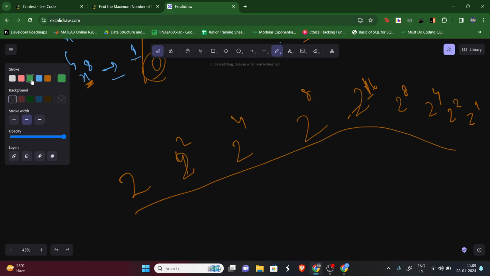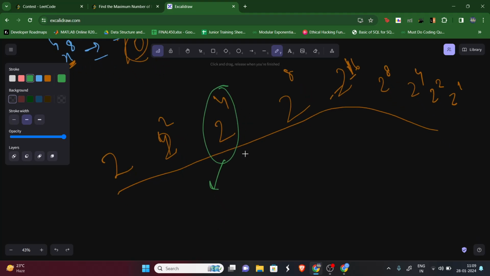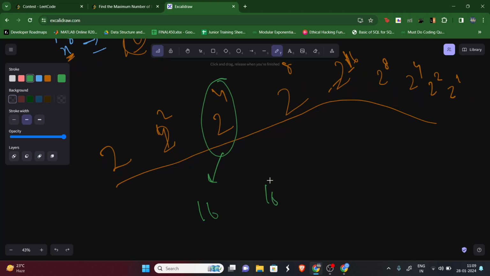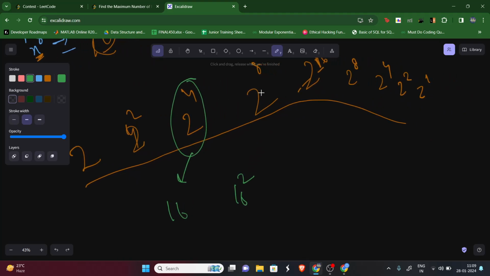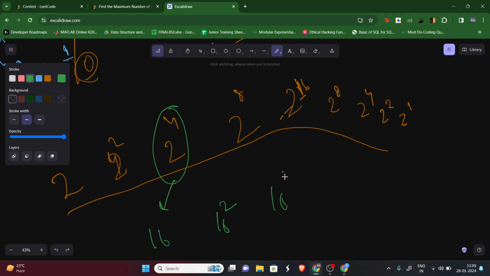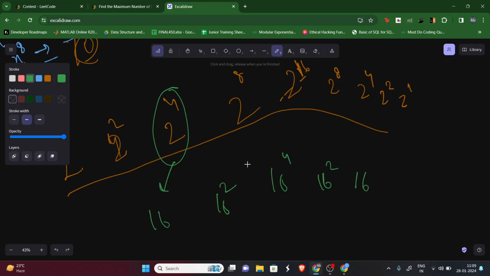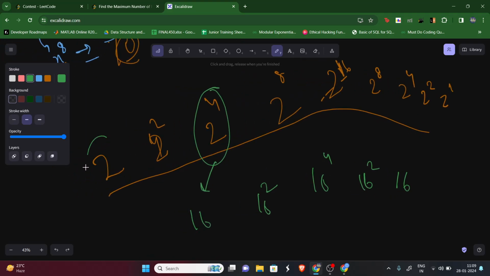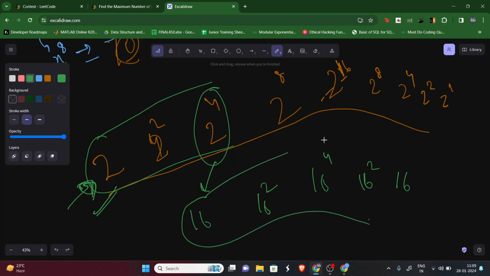Okay, does it make sense to start again from here? Let's say 2 to the power 4, what if that is 16? Then 16, then 16 square, then 16 to the power 4, then again 16 square, then 16. So we know that if we have a pattern like this, then the length of that subset will always be greater than this kind of pattern, or any pattern that we start from in between of this, right? So what will we do?